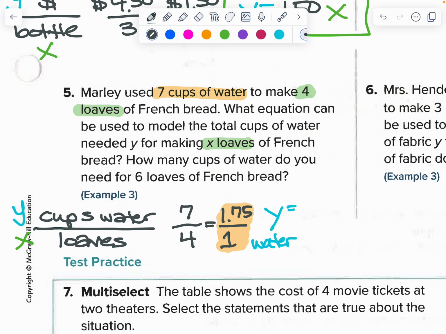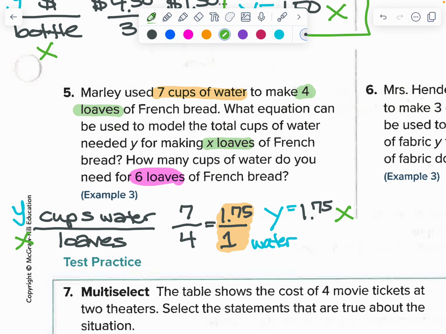All right, so when I set up my equation, it's going to be y equals, y stands for the water. Look, I even did it in blue. All right, and then I know each loaf of bread takes 1.75 cups. That's like 1 3/4, isn't it? 1 3/4 cup. And that's going to be per loaf of bread. Ta-da! Now, what I'd like you to do, there's 2 parts to this question. There's another part that says, how many cups of water do you need for 6 loaves of bread? 6 is the big deal right there.